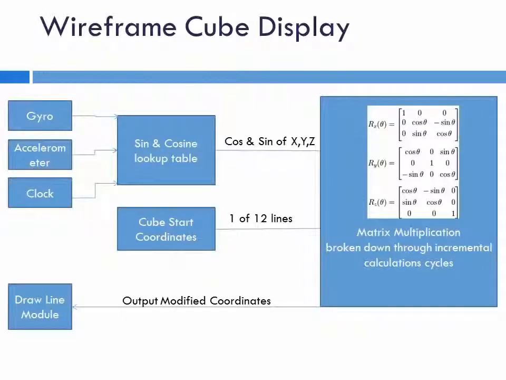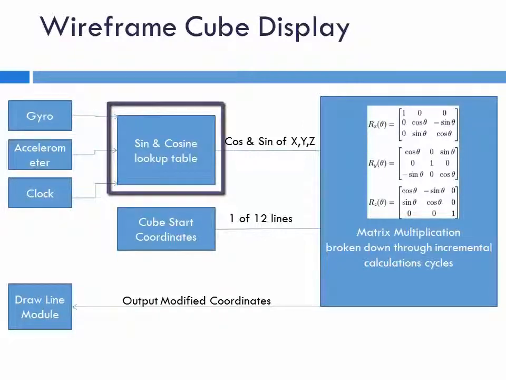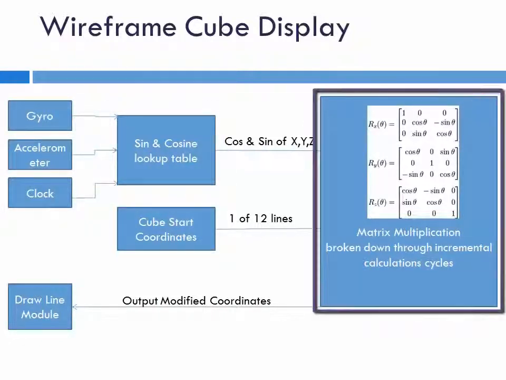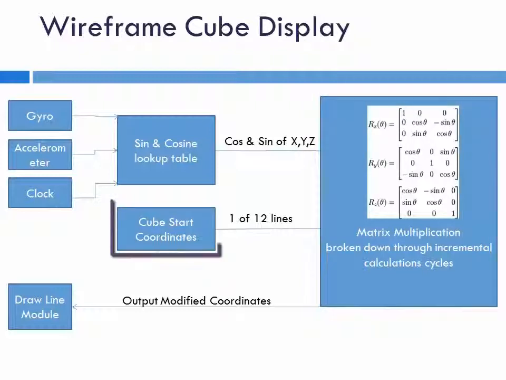Now, this is a top-level module outlook of the cube rendering module. The inputs will be gyroscope and accelerometer data. This will be fed into a sine and cosine table, and outputs will be put into the matrix multiplication table. Now we have a separate place where we store the 8 points of the cube. This module will output one of 12 lines and it will cycle through them. This is done in order to minimize the amount of calculations that the FPGA chip has to do. So this is limited again by how many slices we're able to utilize.